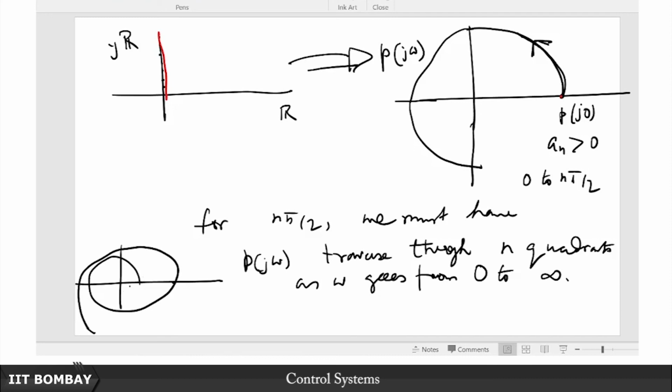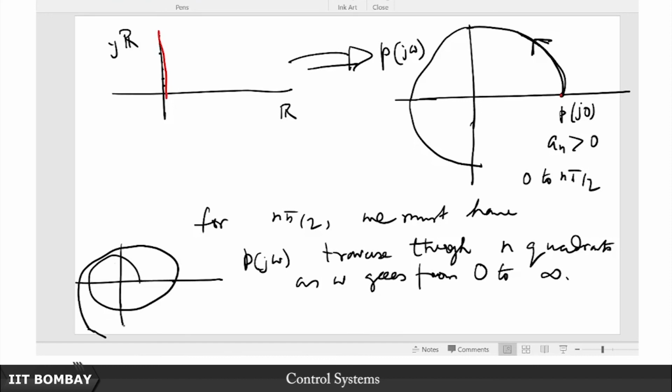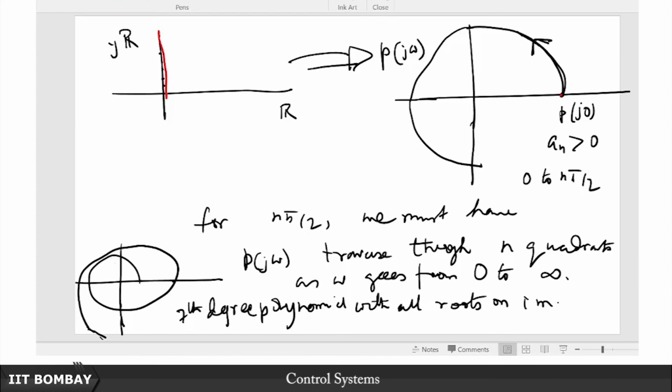So look how many quadrants has this gone through? Pi by 2, 2 pi by 2, 3 pi by 2, 4 pi by 2, 5 pi by 2, 6 pi by 2, and possibly 7 pi by 2. So this potentially looks like a 7th degree polynomial with all roots on the OLHP. So typically a 7th degree polynomial with all roots on the OLHP might look something like this. I am not concerned, as I said, with the magnitude. I am just concerned with the phase.